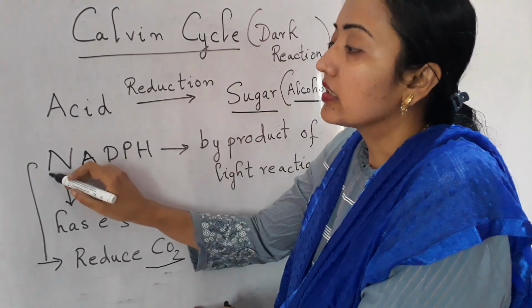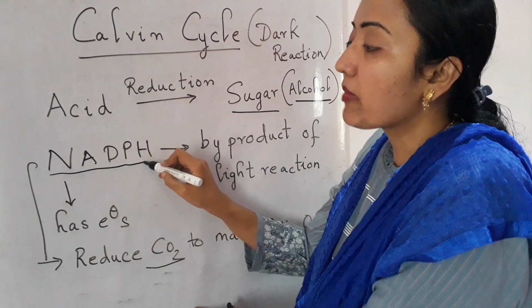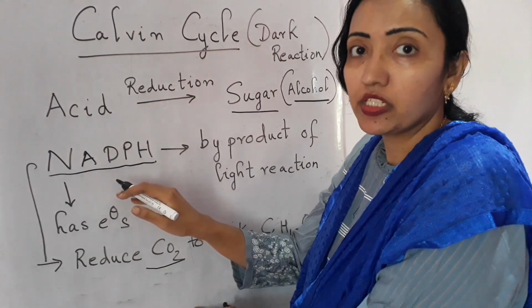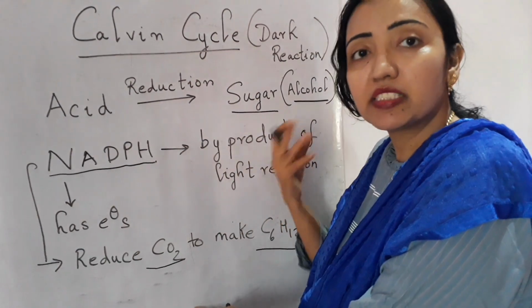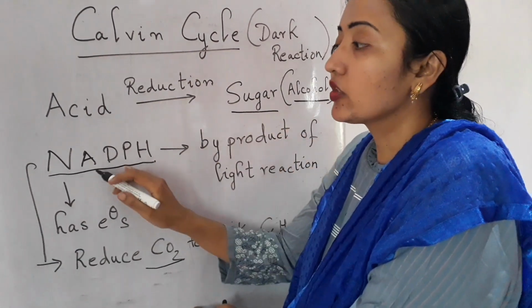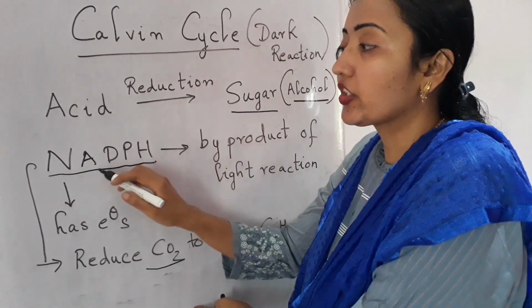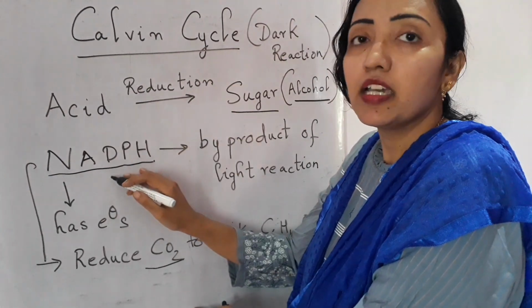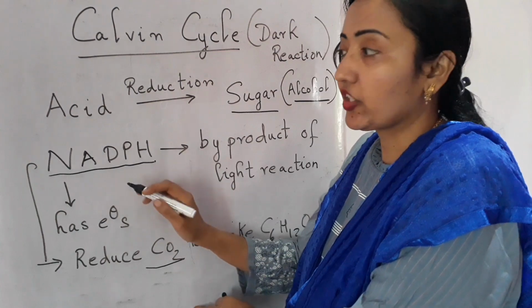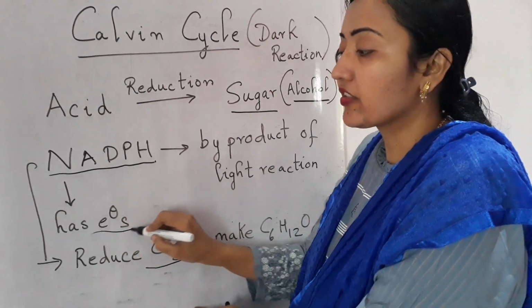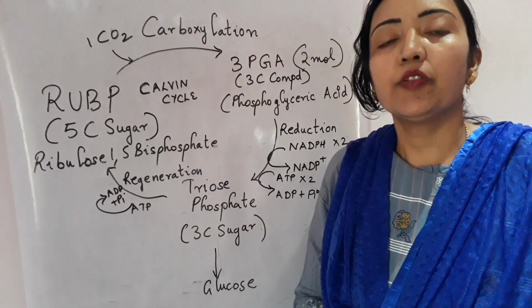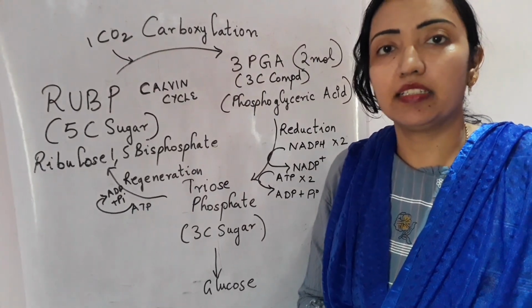Now, the dark reaction uses the byproduct of the light reaction. What is the byproduct? NADPH. If you don't know the light reaction, please check my previous videos. The dark reaction, or Calvin cycle, uses this byproduct, NADPH, which has electrons in it.